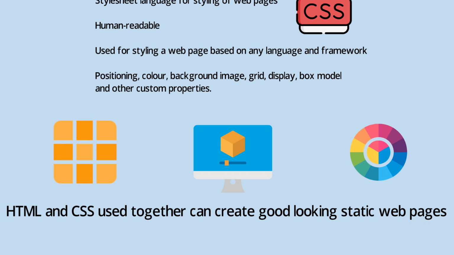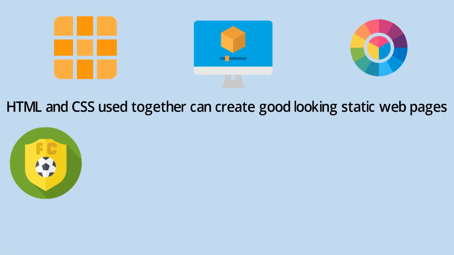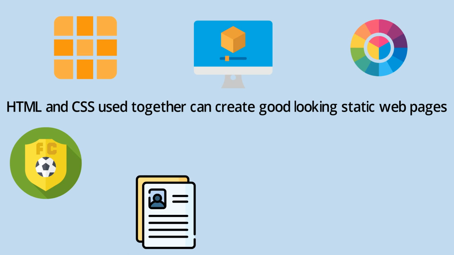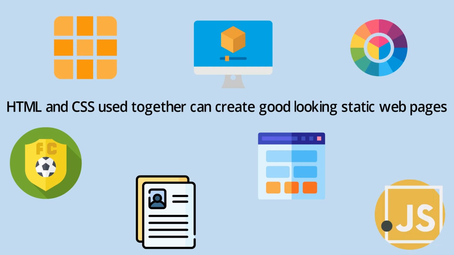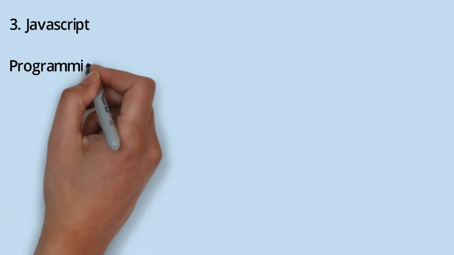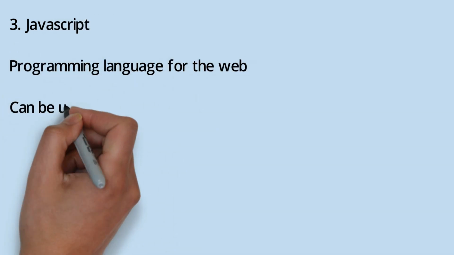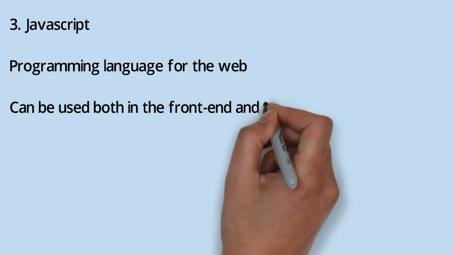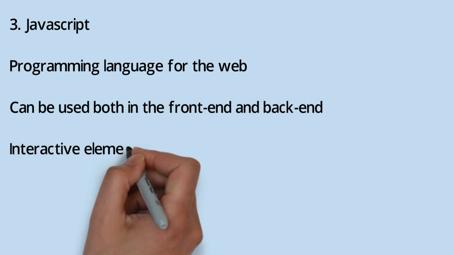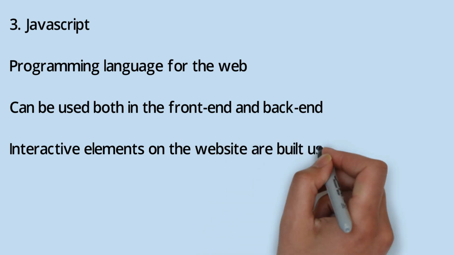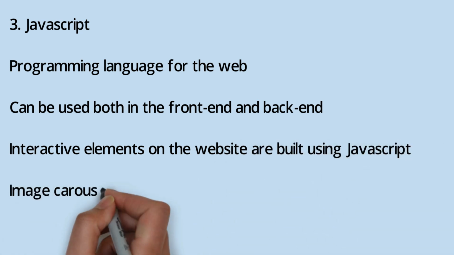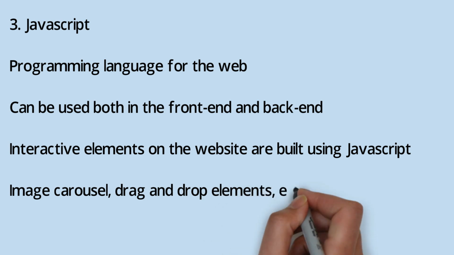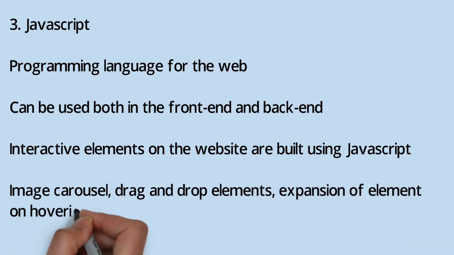Websites for college clubs and personal resume which do not involve interactive elements can be built using mere HTML and CSS. But if you want to make an interactive web page with actions happening on events like clicking and hovering, you have to resort to JavaScript. JavaScript is a programming language for the web which can be used both in the front end and back end. In the front end, all the interactive elements on the website are built using JavaScript. Elements like image carousel, drag and drop elements, expansion of element on hovering are created using JavaScript.